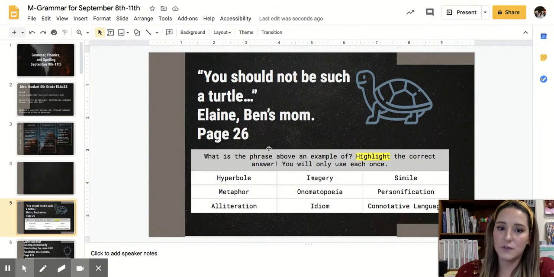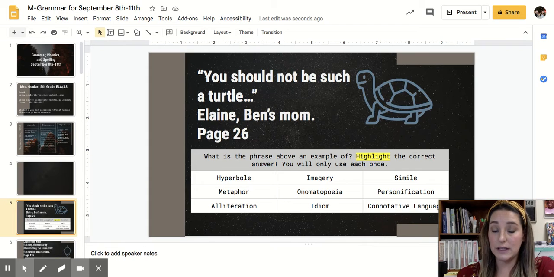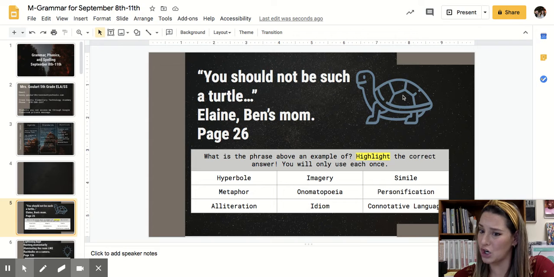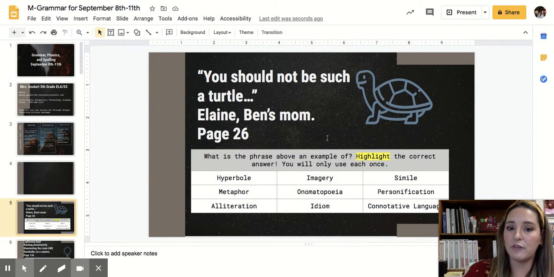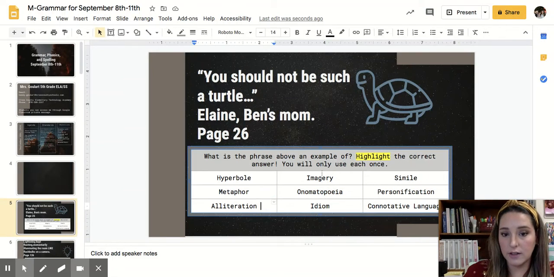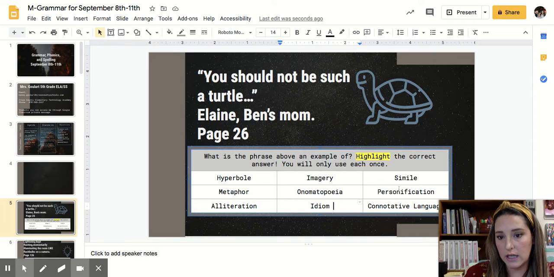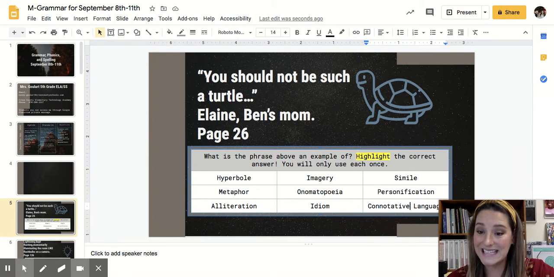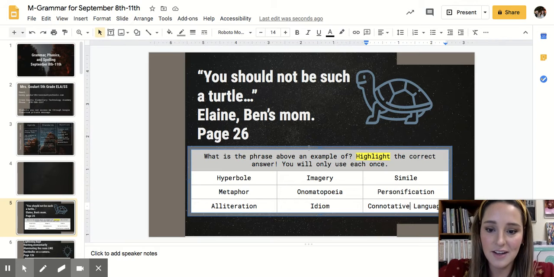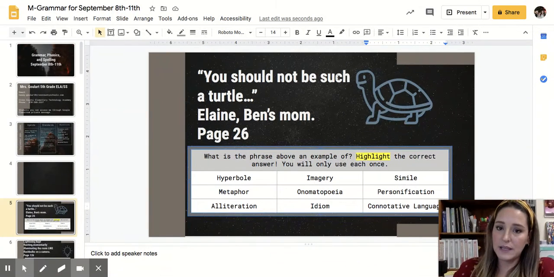So, what is this phrase? You should not be such a turtle. This is what Elaine, Ben's mom, used to say to him, okay? Now, does she mean he actually shouldn't be a turtle? Of course not. But what does she mean by the phrase above? Is this a hyperbole, metaphor, alliteration, imagery, onomatopoeia, idiom, simile, personification, or connotative language?